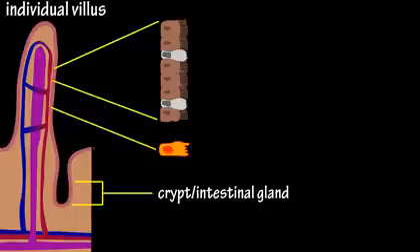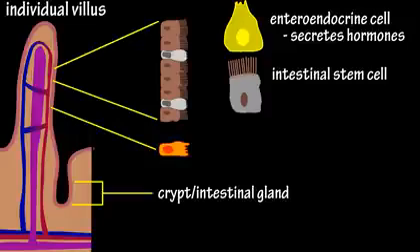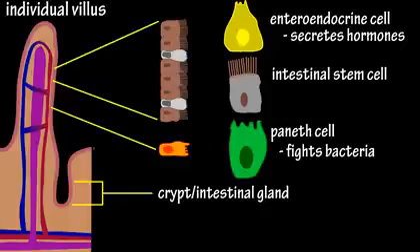Deep in the valleys between the villi are depressions called crypts or intestinal glands. These crypts contain enteroendocrine cells that secrete hormones, and intestinal stem cells, which produce daughter cells that push upwards and become enterocytes. Paneth cells are also located here, and they protect against bacterial growth.